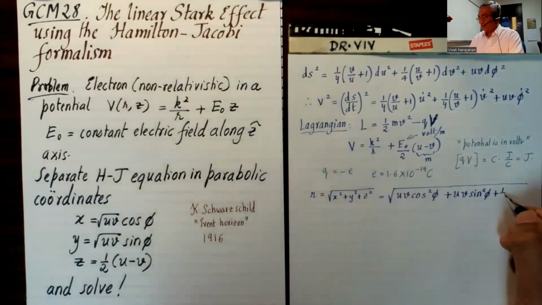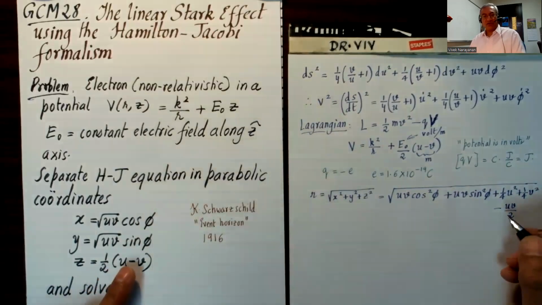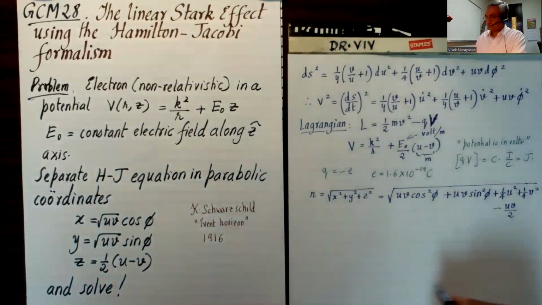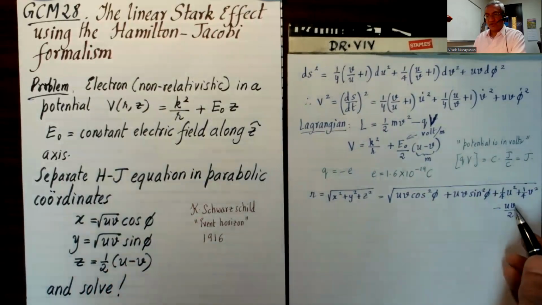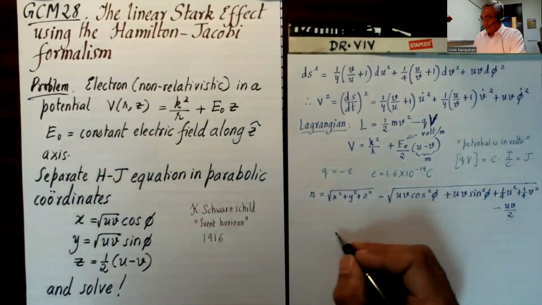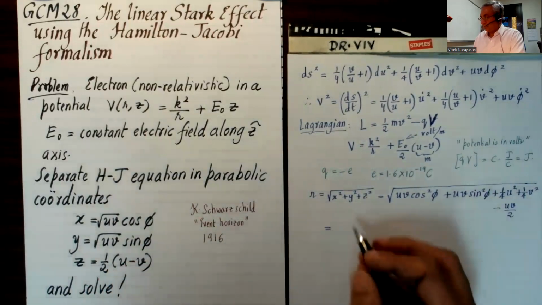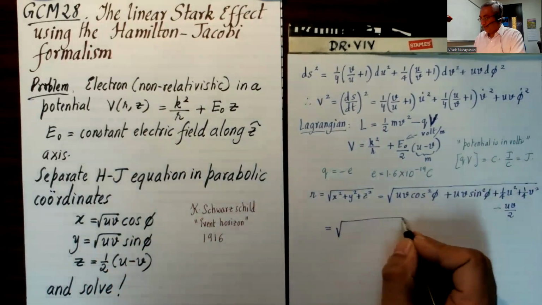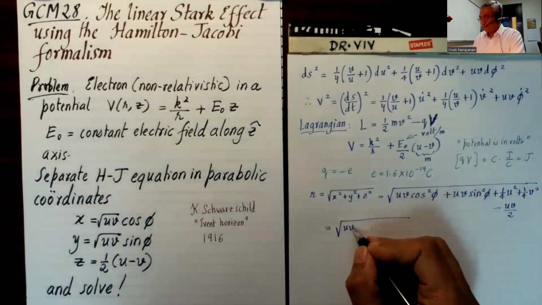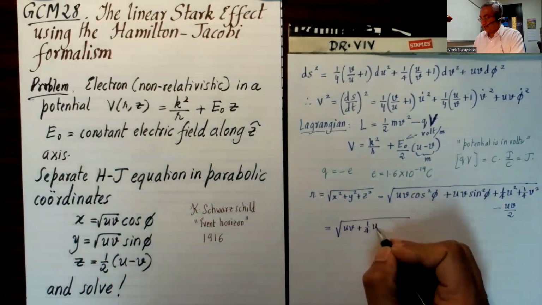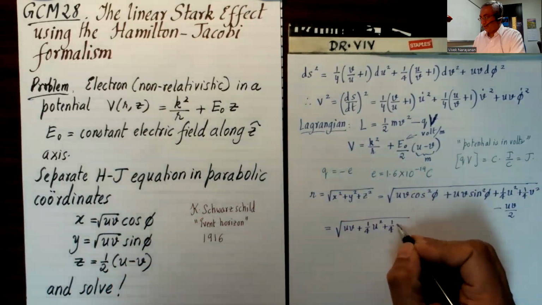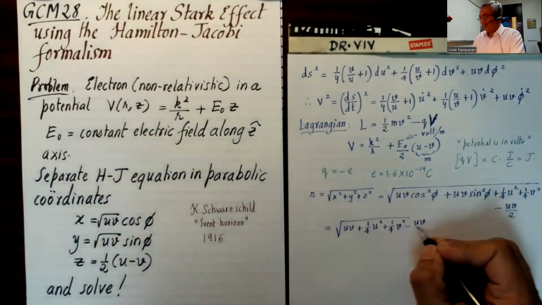Z squared minus uv over 2. So I'm squaring 1/2 u minus v. That also is under the square root, by the way. I ran out of space there. So this sine squared plus cosine squared is 1. So that just gives me uv plus 1/4 u squared plus 1/4 v squared minus uv over 2.